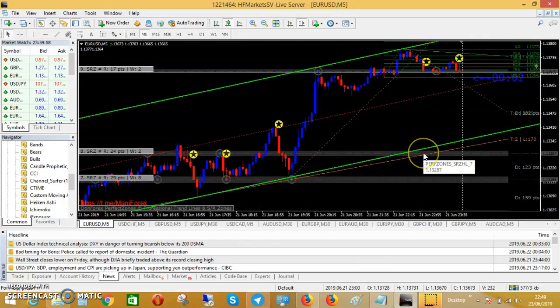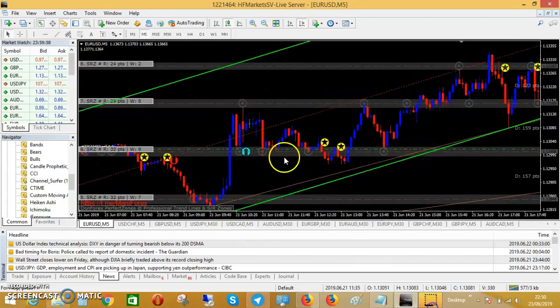If you have a signal, you might just wait for the signal to touch any of these trend lines, then if it's going in the opposite direction, just enter.